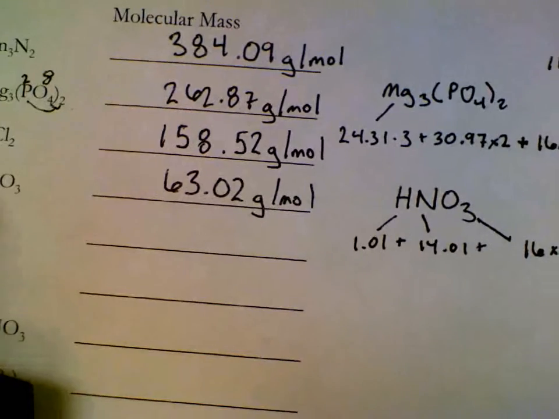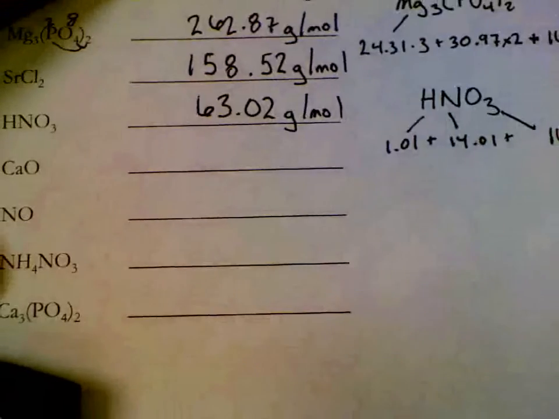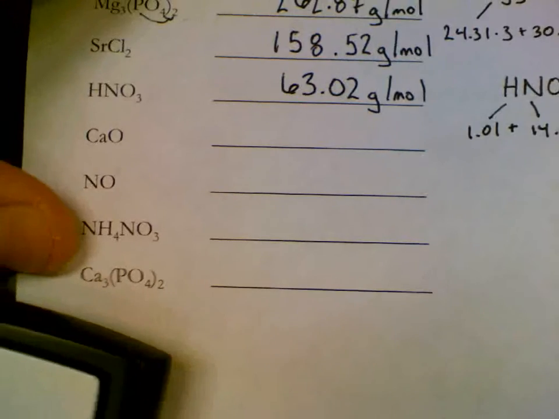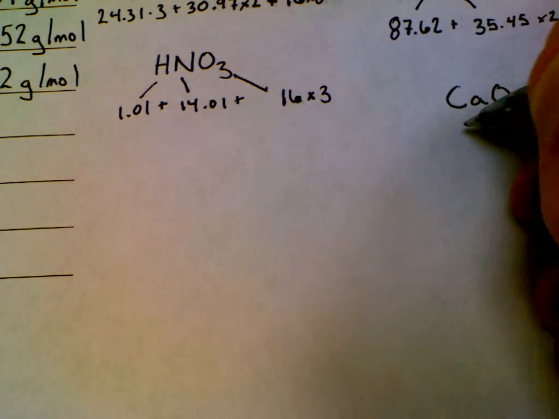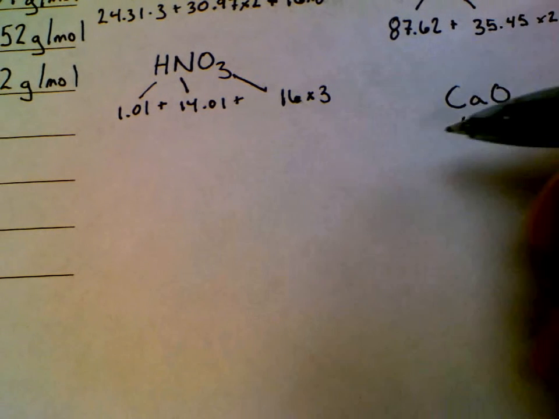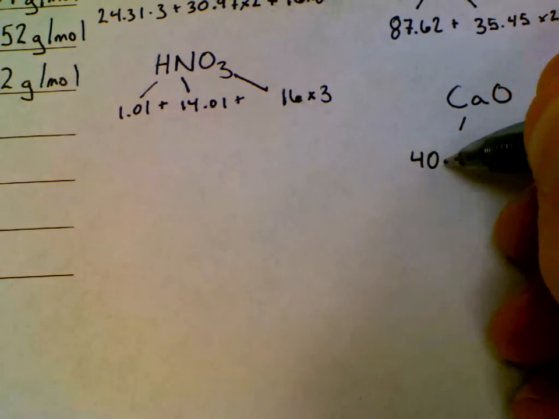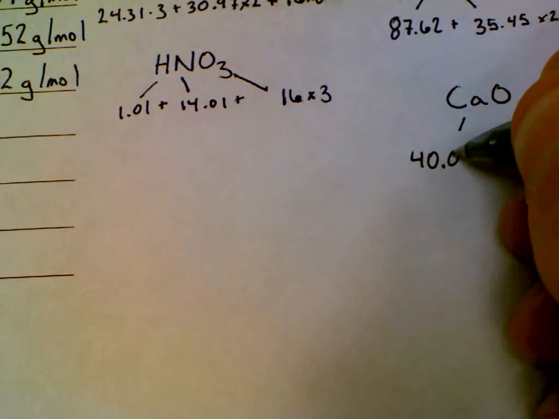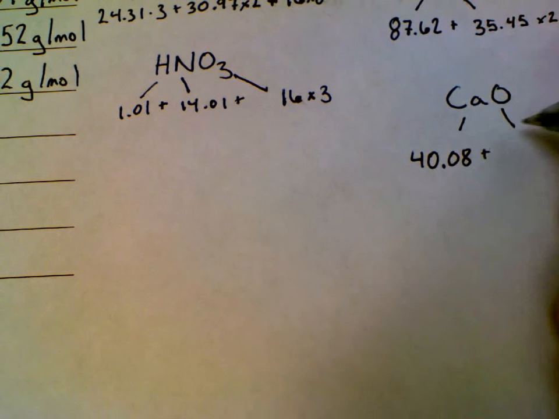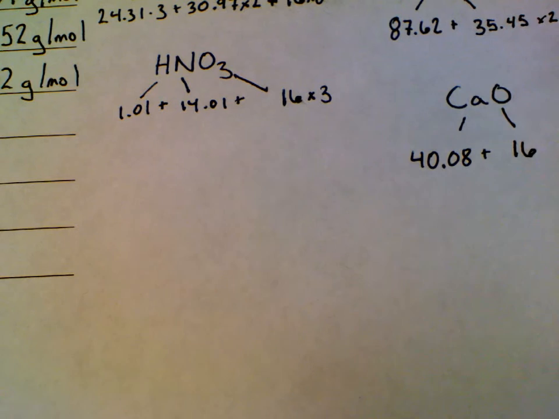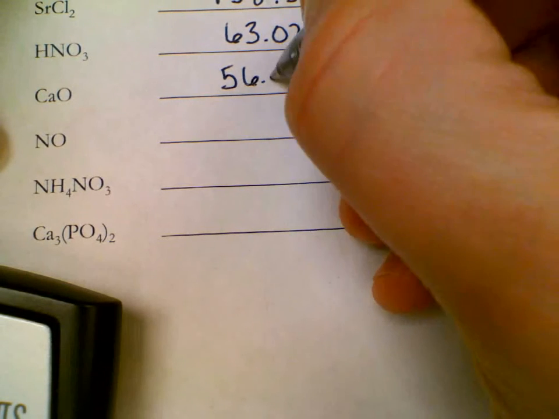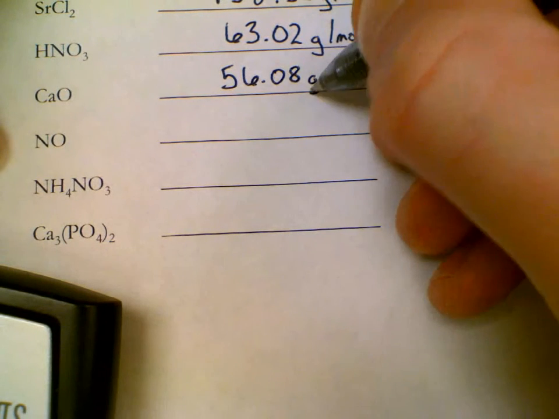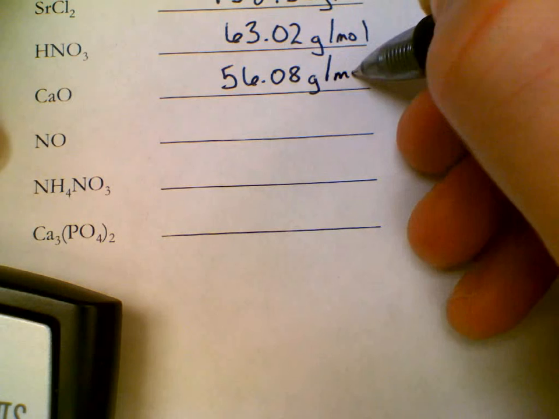Let's see the answer. Next problem is calcium oxide. So I'll write the work down. Periodic table says that calcium weighs 40.08, and oxygen, which we've used a number of times, is 16. 40.08 plus 16 gives me 56.08 grams per mole.